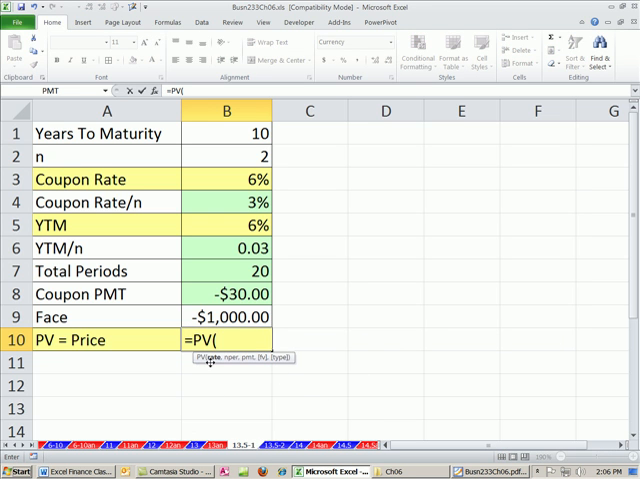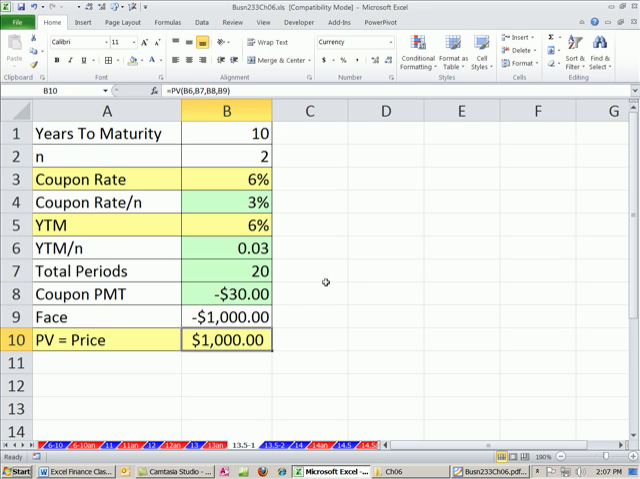PV, our rate, we've got to use our yield to market divided by our number of periods per year. NPER, we have 20 periods. Our PMT, from the point of view of the corporation, comma, face value, and the type is assumed to be end annuity, which this is, so we can leave that out, close parentheses.